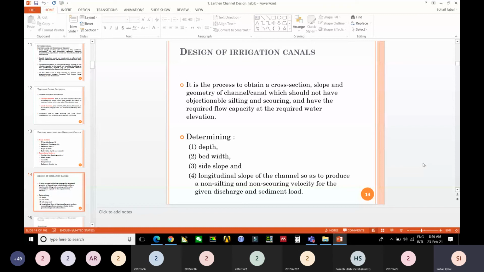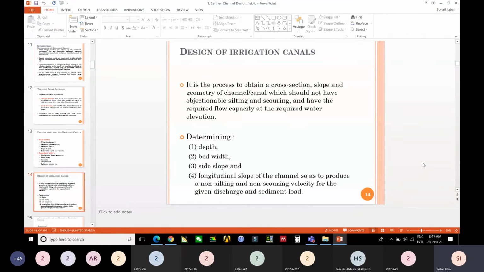And if the discharge is maximum, if you provide a huge amount of slope from upstream to downstream, then there are maximum chances of scouring. And if scouring occurs, then failure of the channel will also occur. So you have to design an optimum or efficient canal if you want to avoid the silting and scouring problems. So here the determinants of a canal are the depth, bed width, side slope, and the longitudinal slope of the channel.